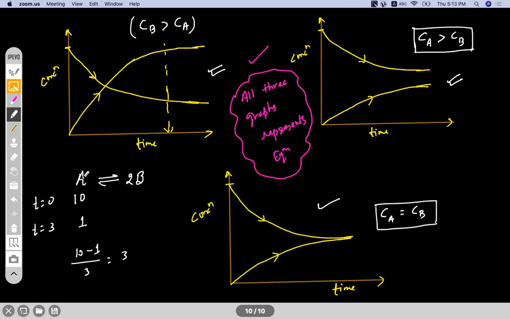So what is the concentration of A at time t equals 3? No, it's not 9. 9 has reacted, 1 is left, no? This is what is left. So the concentration of A at time t equals 3 is 1. So how many moles react?